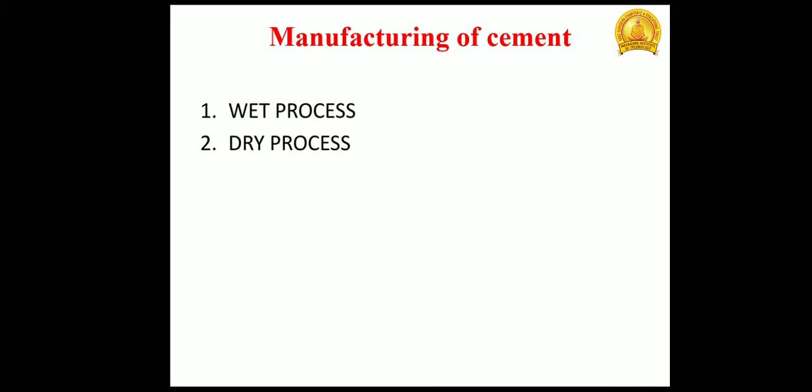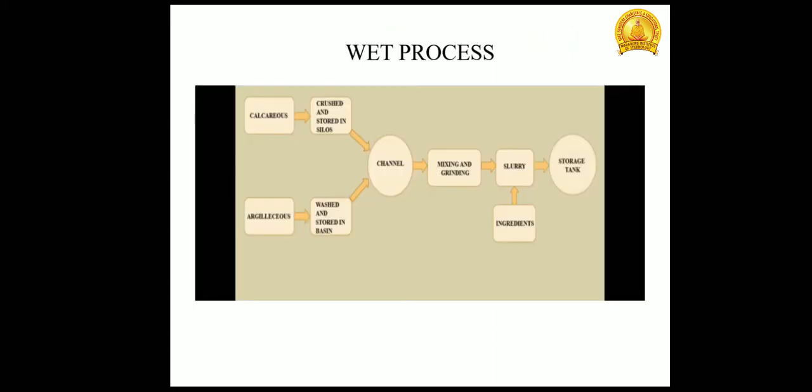Okay, so we will look at these two processes separately. The first one is the wet process. In the wet process we collect the calcareous and argillaceous materials separately. The calcareous materials are crushed and stored in silos, and the argillaceous material is washed and stored in basins. This is the main difference between the wet process and the dry process.